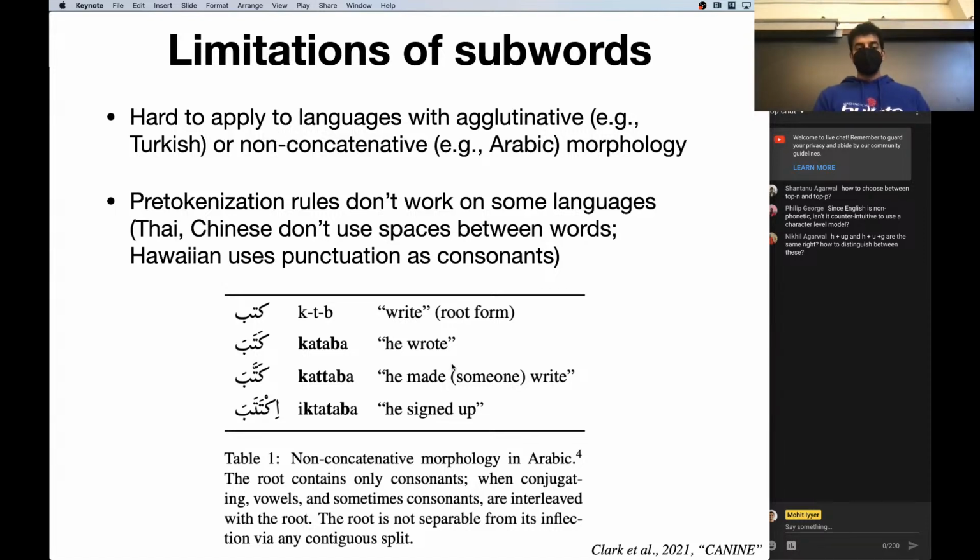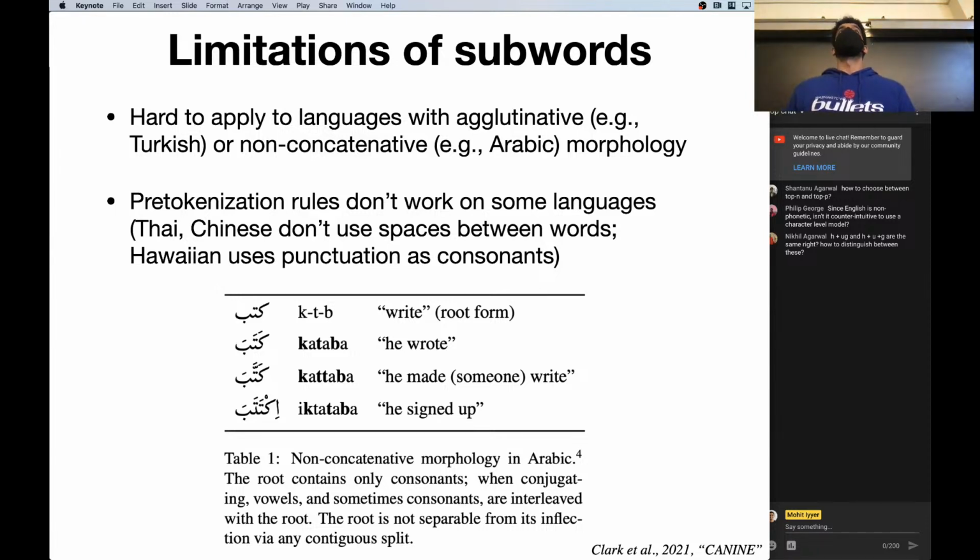Here's an example from the CANINE paper, which is an optional reading, which shows that in Arabic you have this non-concatenative morphology where the consonants are in the root word, and then you're adding vowels and other things when you're using this word in different contexts. So like 'he wrote' has these consonants, but you've interspersed these vowels in between. So it's not like you can just glom on character pairs together if you have something like this, where the variants of the word depend on how it's being used.